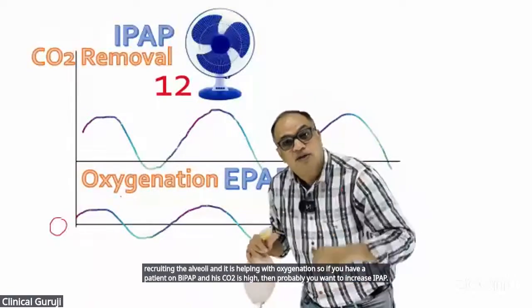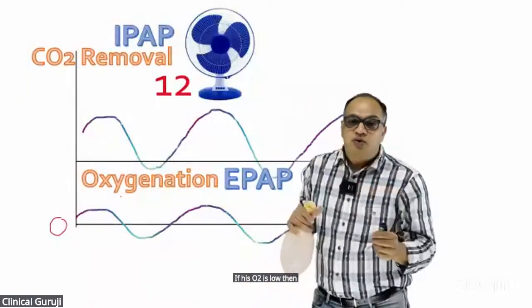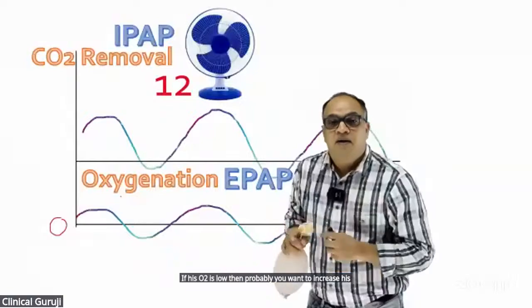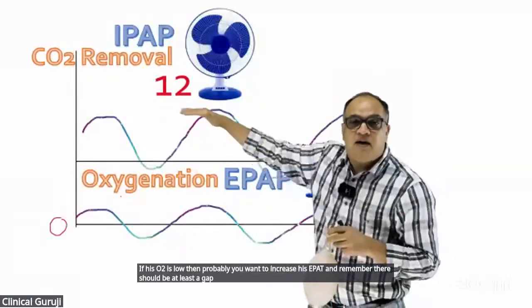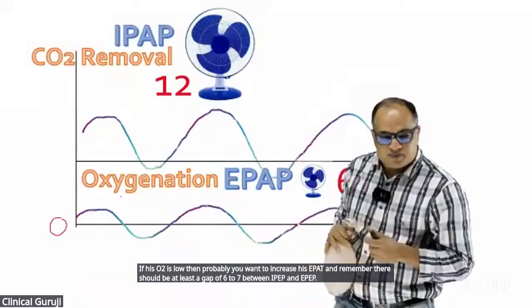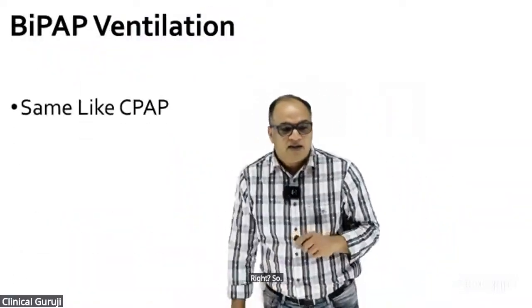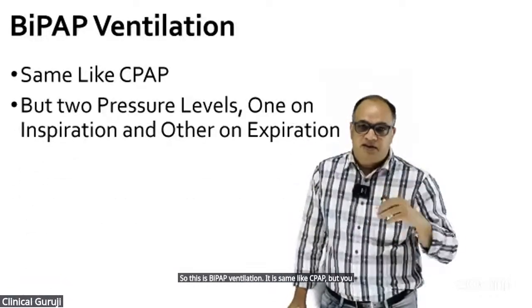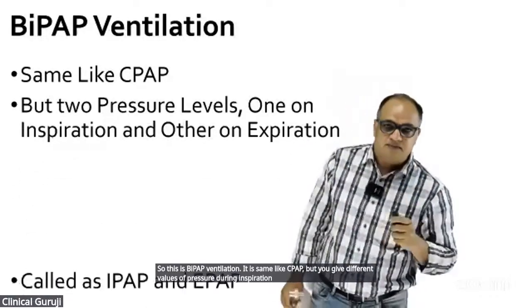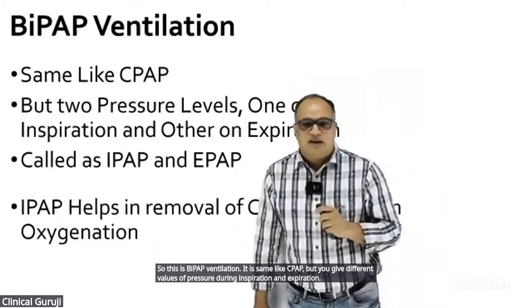If his O2 is low, then probably you want to increase his EPAP. And remember, there should be at least a gap of 6 to 7 between IPAP and EPAP. Right? So this is BiPAP ventilation. It is same like CPAP, but you give different values of pressure during inspiration and expiration. They are called as IPAP and EPAP.